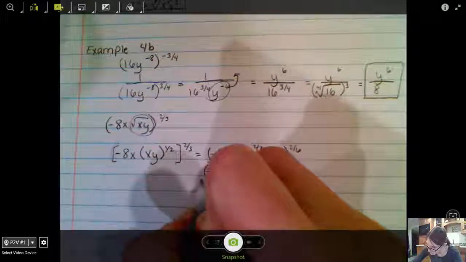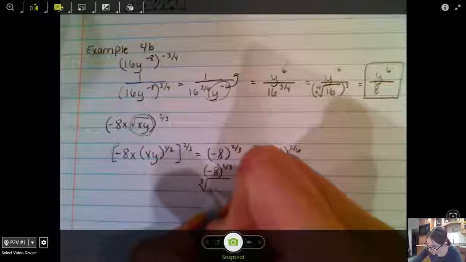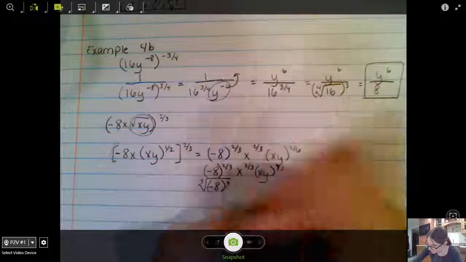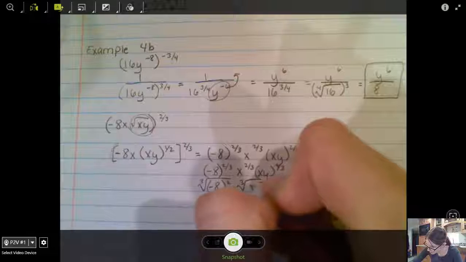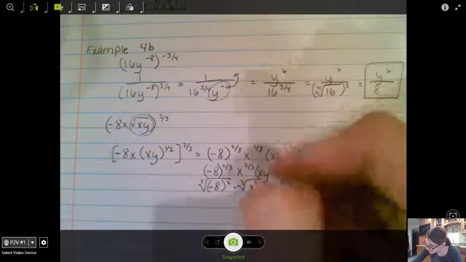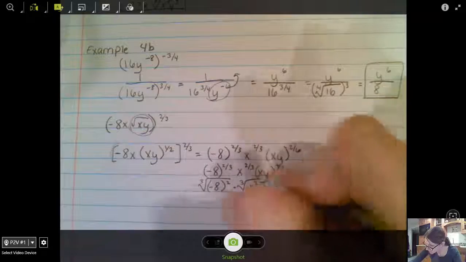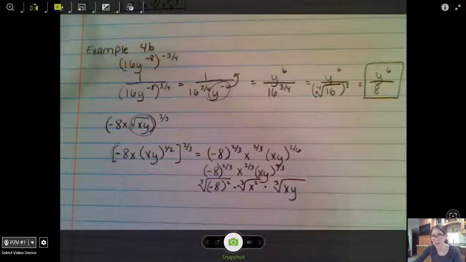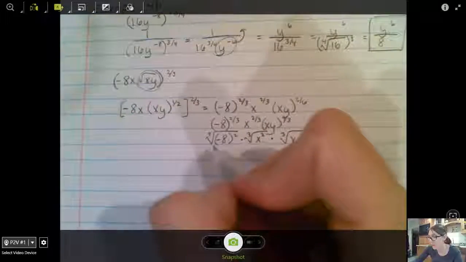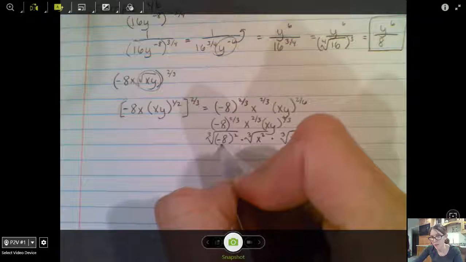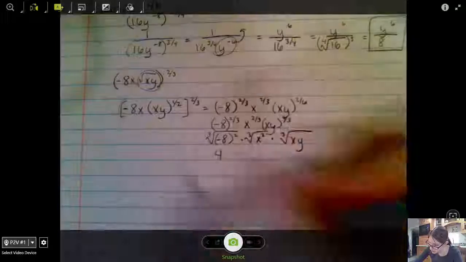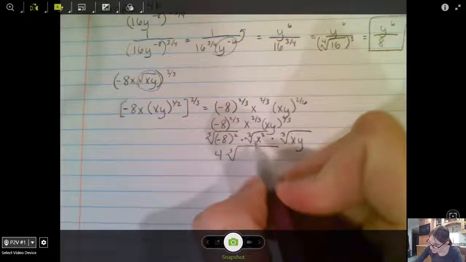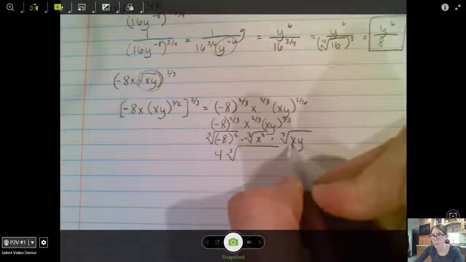So we have cube root of negative 8 squared times the cube root of x squared times the cube root of xy, all to the first power. And then let's do what we can. Well, the cube root of negative 8 is negative 2. Squared is positive 4. Times the cube root of x squared times the cube root of xy.